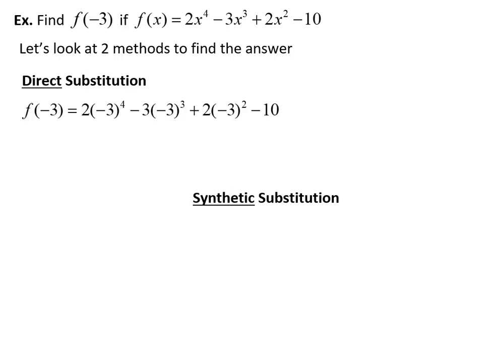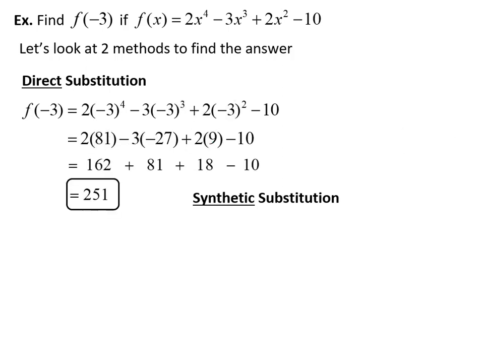You would just directly plug in -3 everywhere there's an x. Then we would do our exponents first, -3 to the 4th, -3 cubed, -3 squared. Then we'd come back and multiply, and then we'd add and subtract, right, from left to right. And we end up with 251 as our final answer here. Okay. A different way, especially if we're doing it by hand, that's very quick, is called synthetic substitution. And it uses that same kind of setup process we just did.